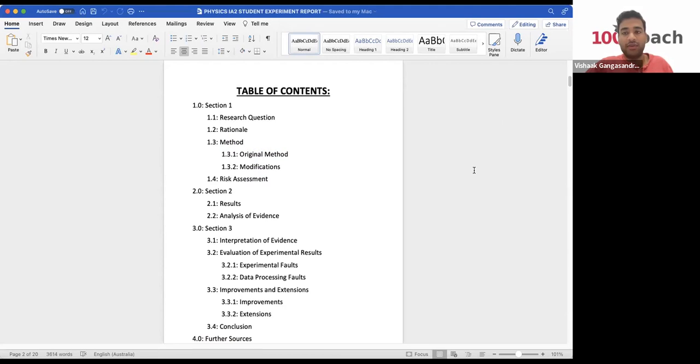So this is a physics student exemplar. This is how I've worded it. I won't go too much in depth because I realize we're a little bit short on time.